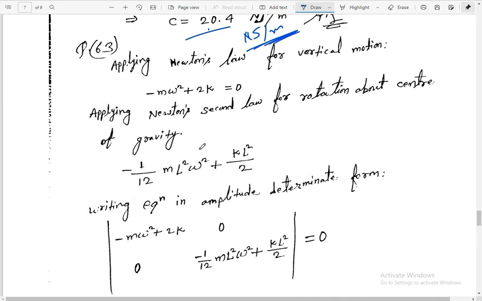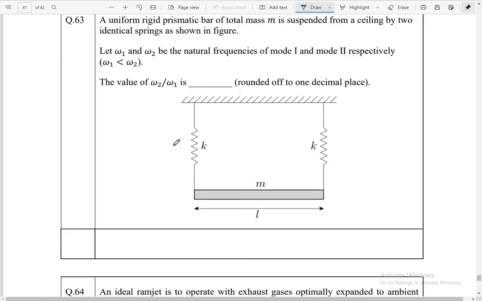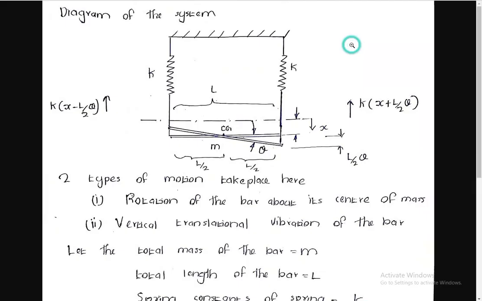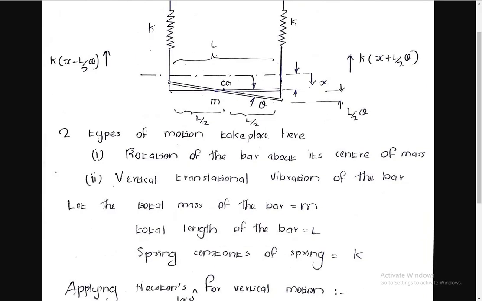So for that I want to explain you from the check questions. One of the person explains very well, solve these questions. So this is the free body diagram and it mentions everything, all values are there. And there are two types of motions that take place here: rotation of the bar about its center of mass, and second is vertical translational vibration of the bar.